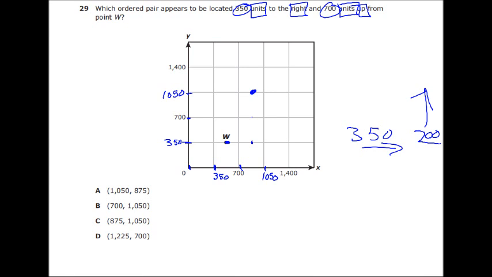So what I now need to do is figure out what is the ordered pair for this area right there. Well, obviously I know that my y-axis here is at 1,050, so A is gone and D is gone, so I'm left with B or C. So I start at 0, I go past 700, I go right in the middle, which is going to be 875, because 175 is half of 350. And I go up to 1,050 right here. So my answer is going to be C. 875 is my x. 1,050 is my y.